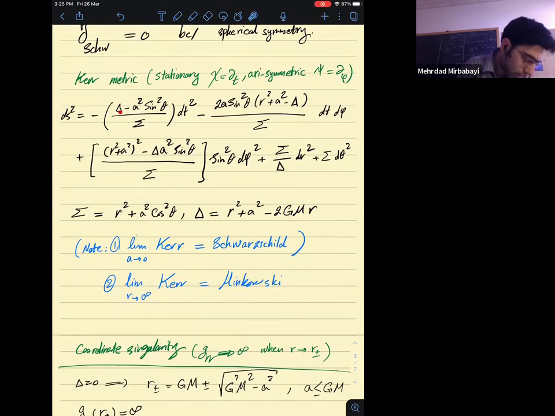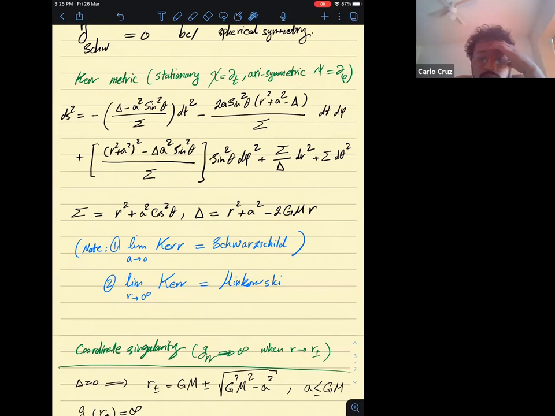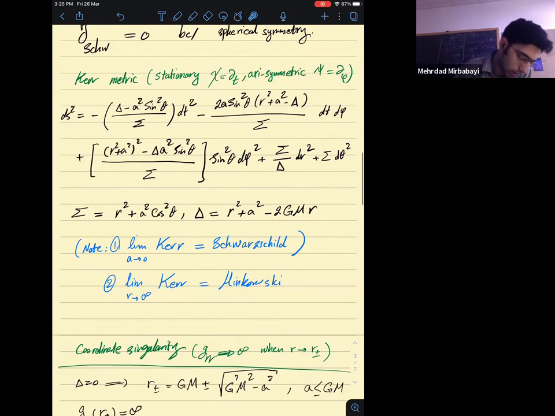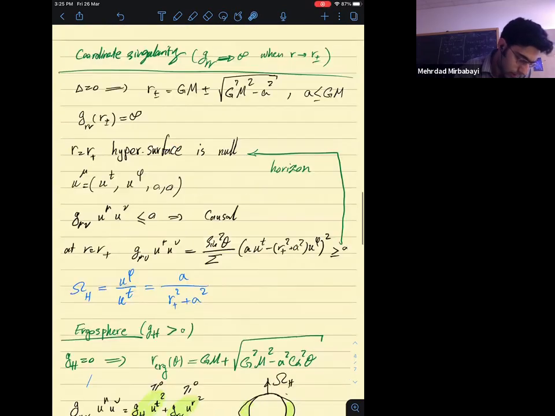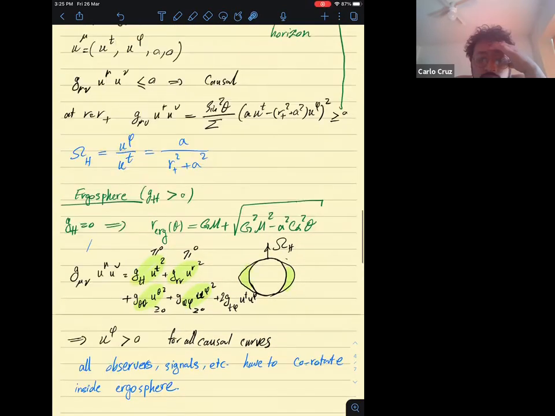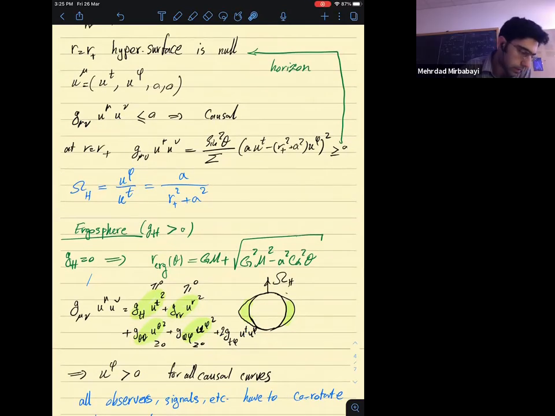Yes, this is a quadratic equation for r. Yes, I'll find two solutions. My question is, what does the other solution, with the minus square root, represent? Well, that other solution will be in the interior of the horizon.